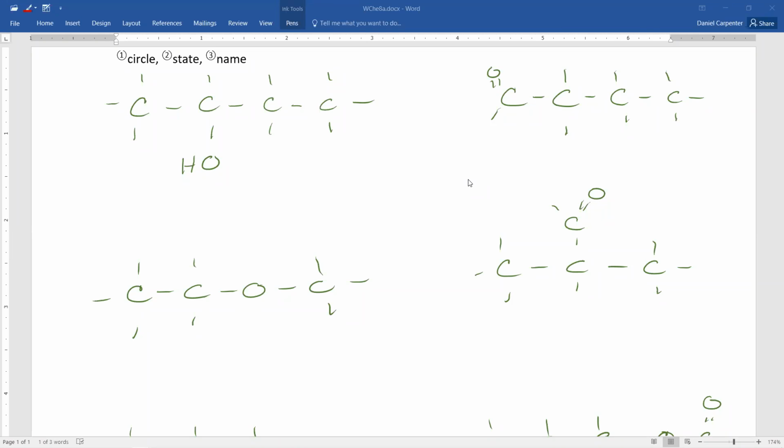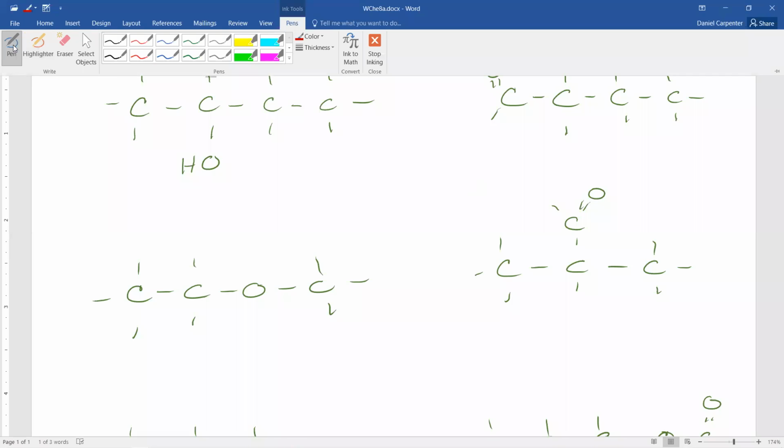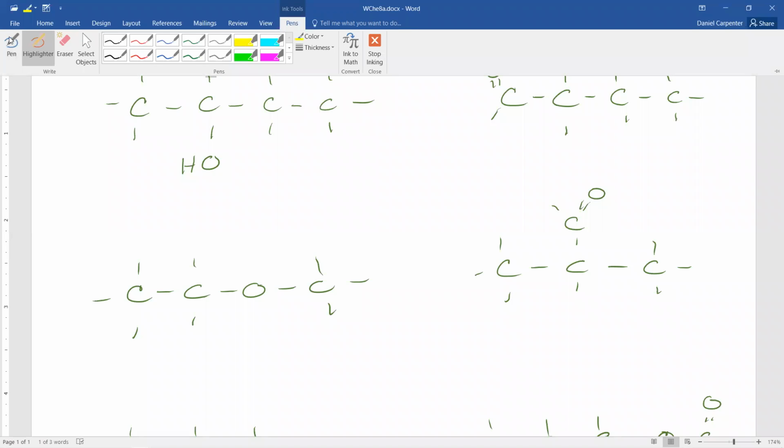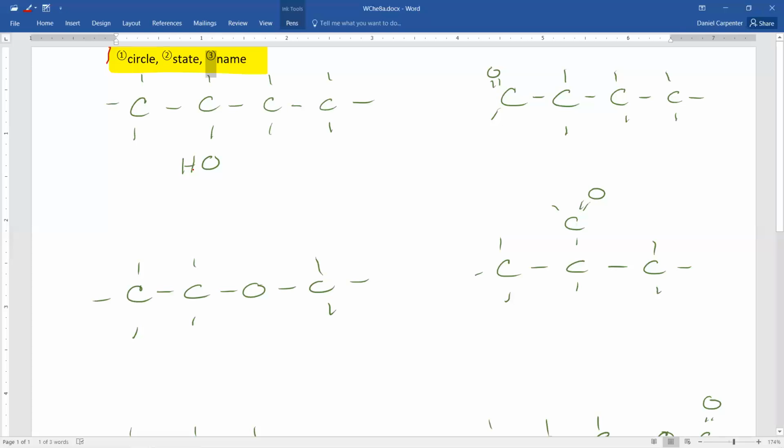All right, now notice up here in the corner, it says circle state name. That's how I want you to do these. That's cryptic, I know. I just want you to remember circle state name. So circle state name is circle what's different, state what it is, and then name the compound.